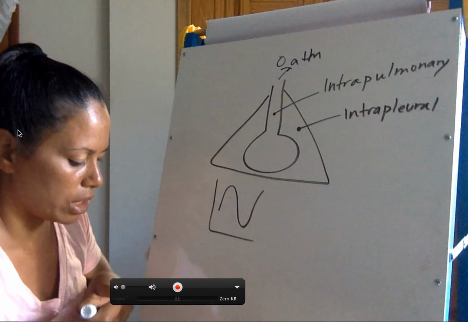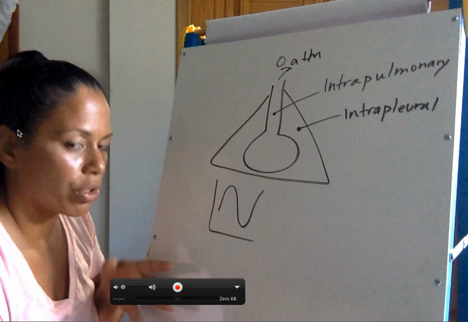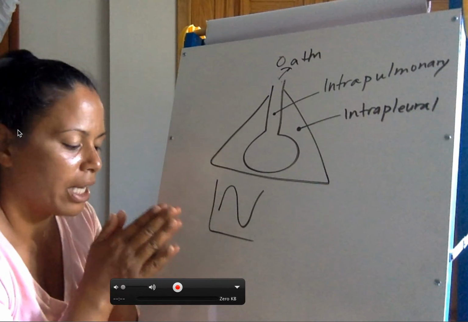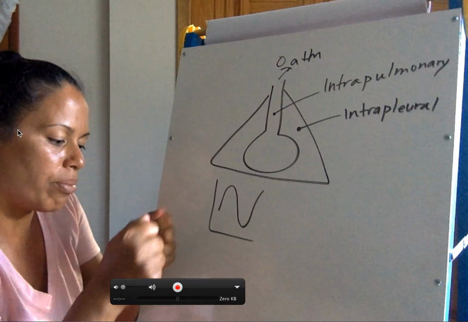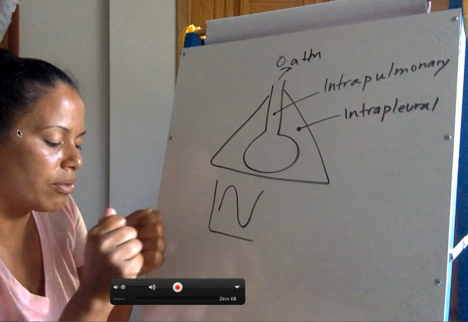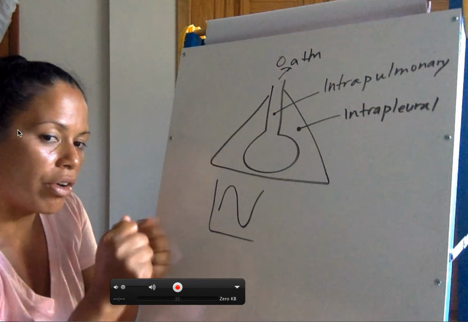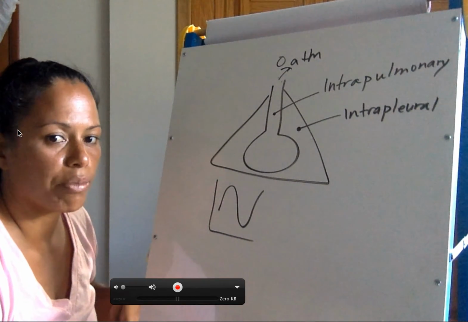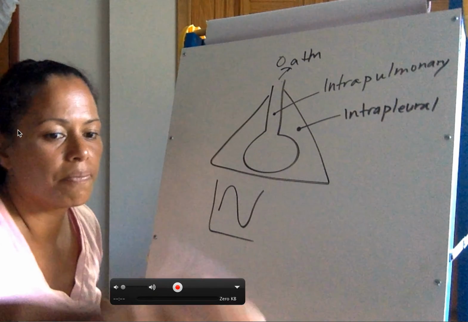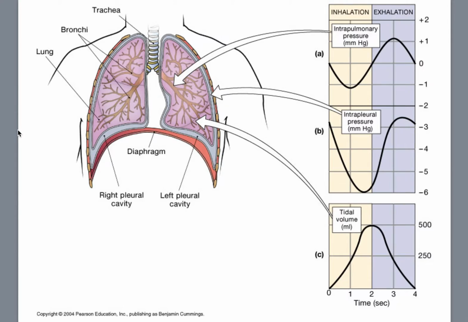If you've ever stored your clothes inside of a vacuum bag, you use a vacuum to suck out all of the air, and then you try to pull on the two parts of the bag where the clothes are sitting. The harder you pull, the harder it is to actually separate. That's a negative pressure in there. That's a vacuum seal. So intrapleural and intrapulmonary are different.